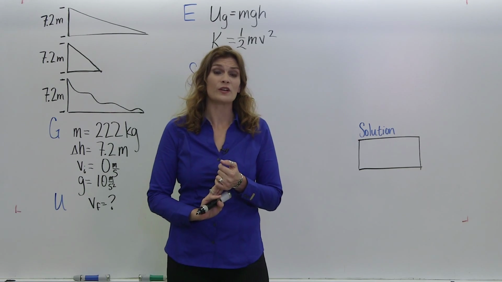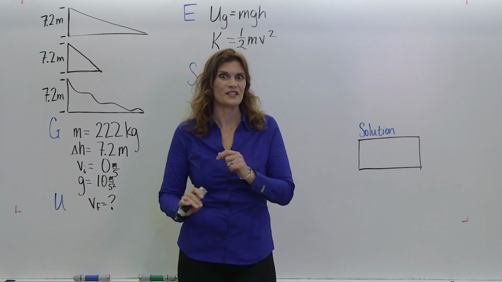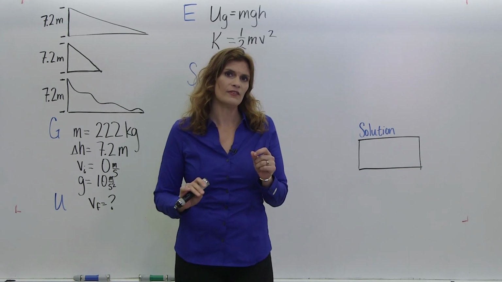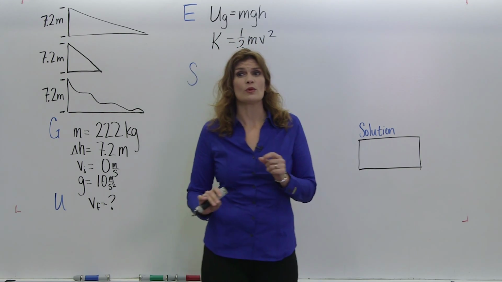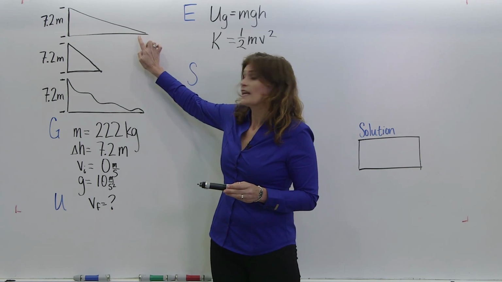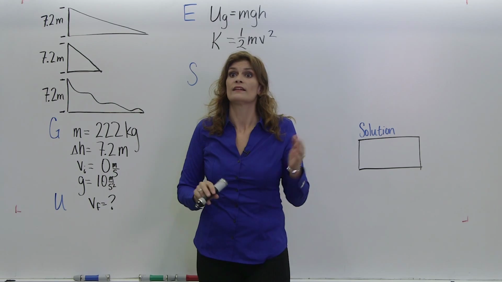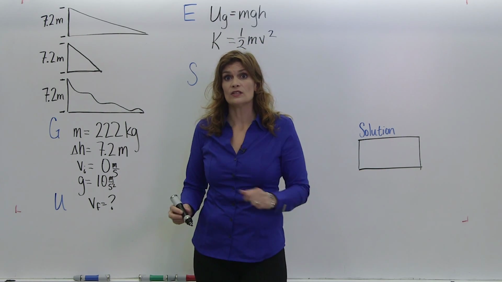Okay, so now we're working on a problem where we're talking about energy. And that's a hint. We have a 222 kilogram block, and it's sliding from rest down a frictionless incline from a height of 7.2 meters. The question says, in case A, B, and C, find the velocity once the mass reaches the ground. So let's take a look at this problem.